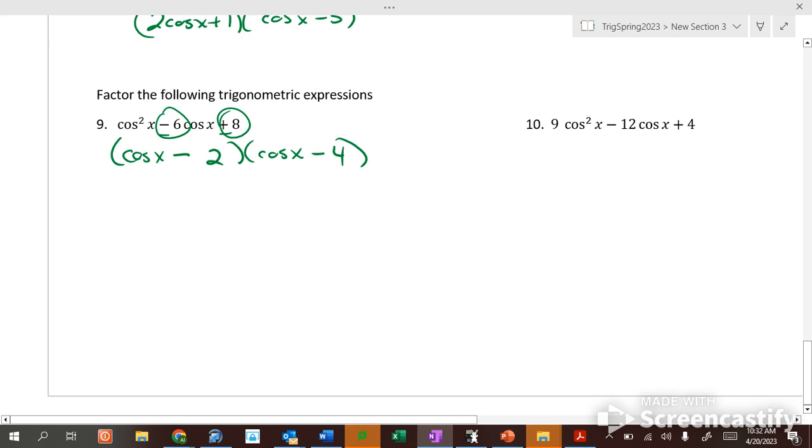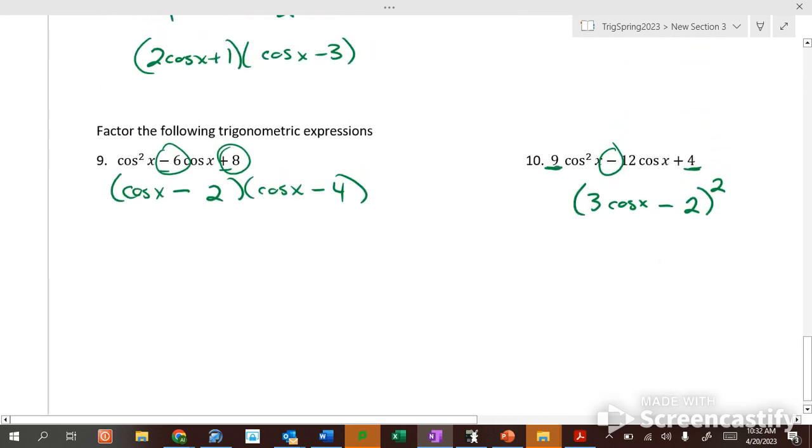There we go. This one has a first term coefficient, but when the first and last terms each have a square root, it's a perfect square trinomial. 3 cosine of x, sign of the middle term, minus square root of the last term, 2 squared. Because if you wrote it out twice in FOIL, you could get that. Okay. That's the pre-review of the review.